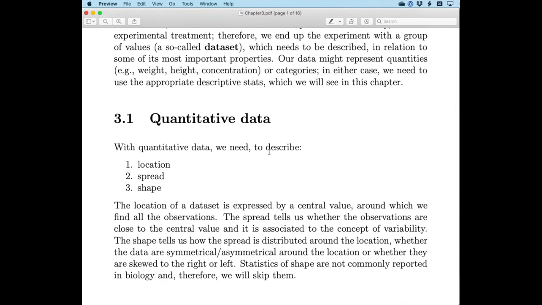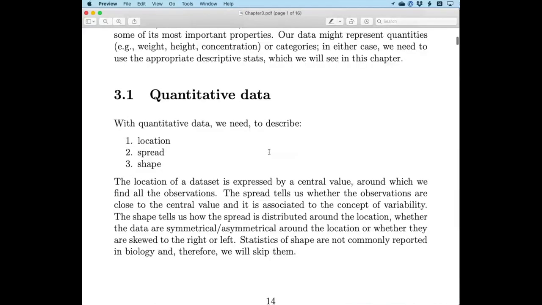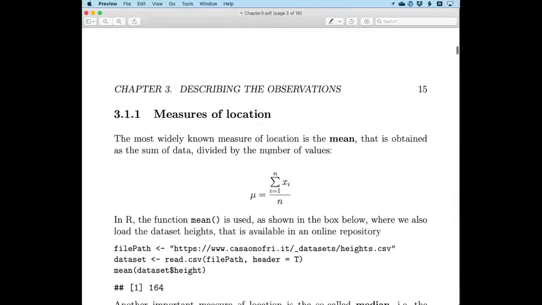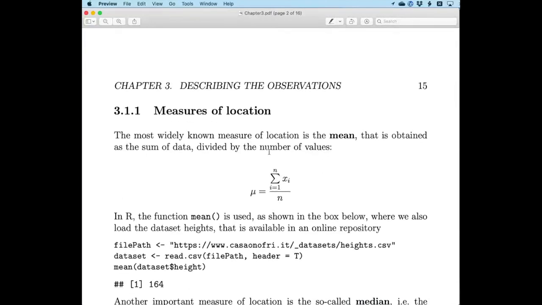And the second property is the spread. How spread are the data? They can be located in a very narrow space along the real axis, or they can be located in a very large space. So they are very spread, right? And we have statistical indicators to describe these properties. So the first statistical indicator to describe the location, and you should know it, is the mean.